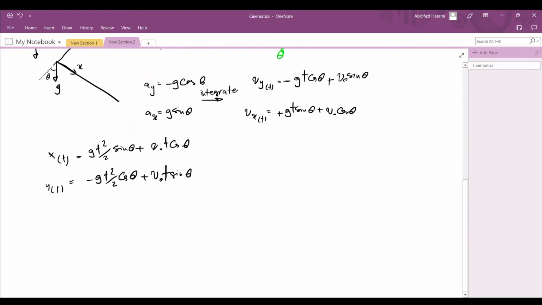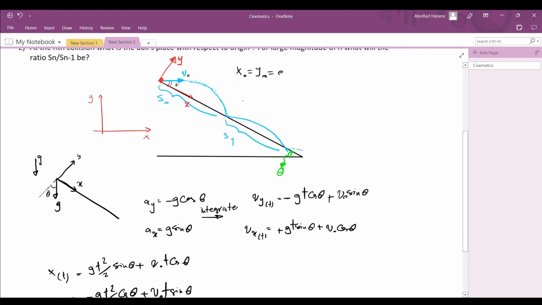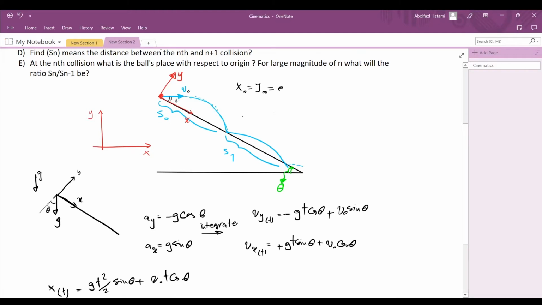But how should we understand what S0 is? You can see that in the first collision, the y magnitude of the ball is 0. It is 0 in two places. The first is when you are shooting the ball, at the origin, where x and y are both 0. The other is here at the first collision, where x is not 0, but again y is 0.